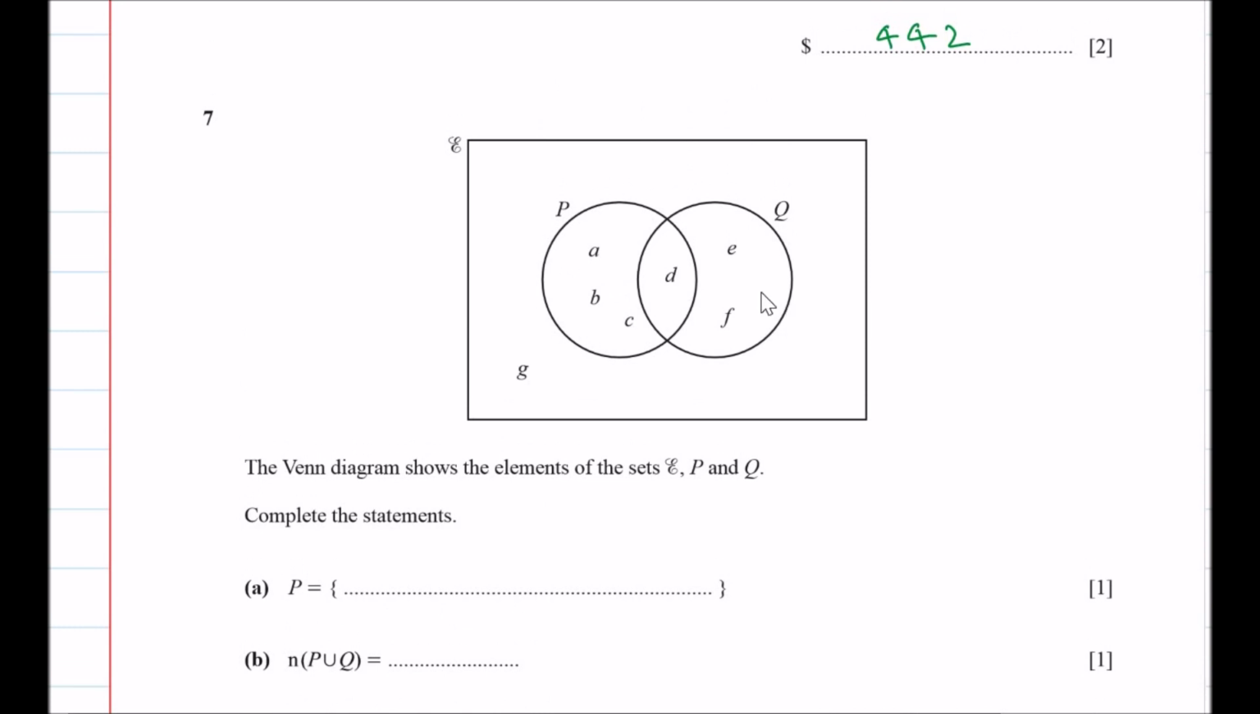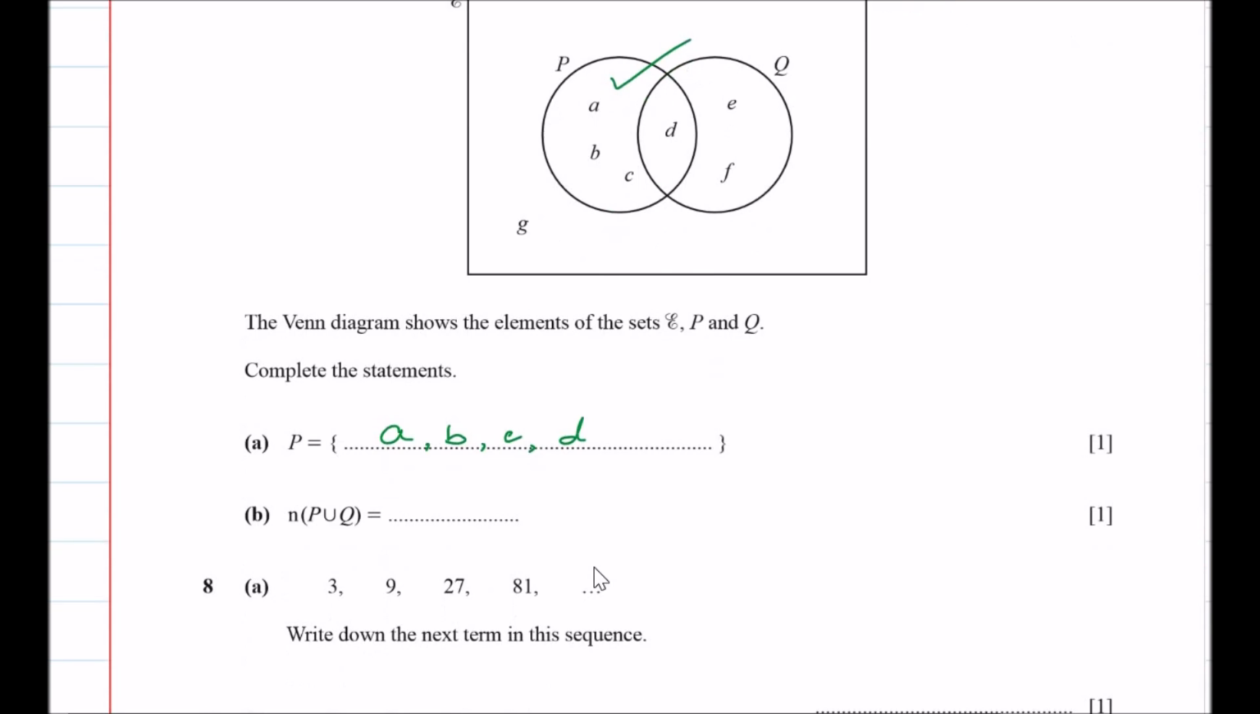Now let's take the 7th question. This is a set and Venn diagram question. The Venn diagram shows the elements of the universal set E, P and Q. Complete the statement. P means you have to list out the elements of P. Very easy. You can see here which elements are present in circle P. We can see A, B, C and D. So the answer will be A, comma B, comma C and D.